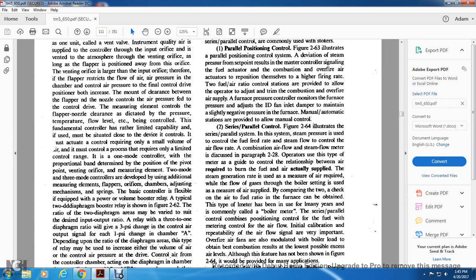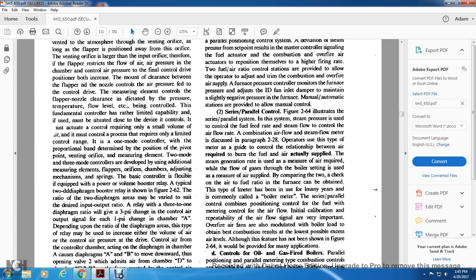A one mode controller has a proportional band determined by the position of the pivot point, venting orifice, and measuring element. Two mode and three mode controllers are developed by using additional measuring elements, flappers, orifice chambers, adjusting mechanisms, and springs. The controller is flexible and is equipped with a power or volume booster relay.